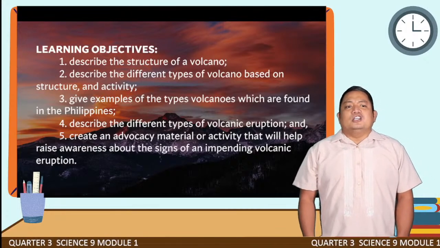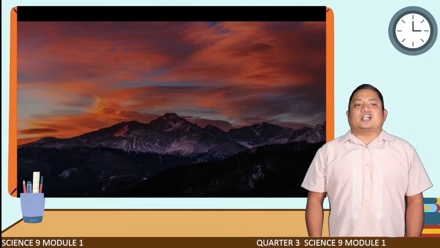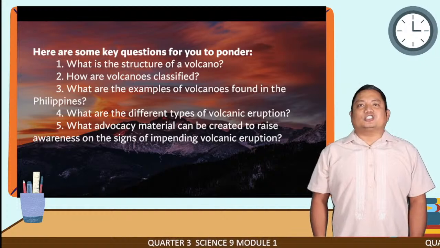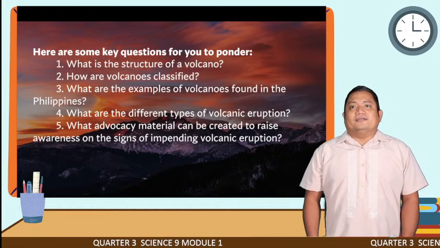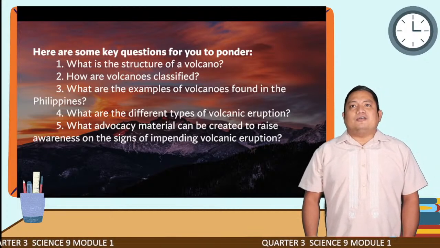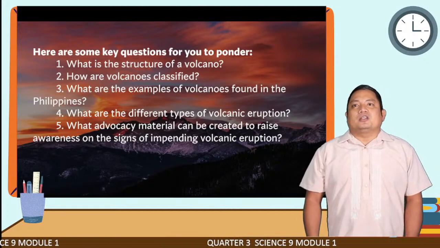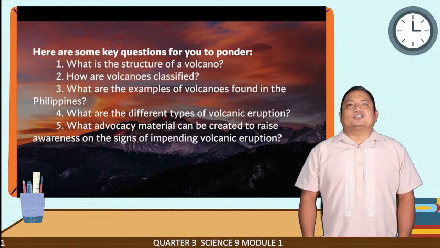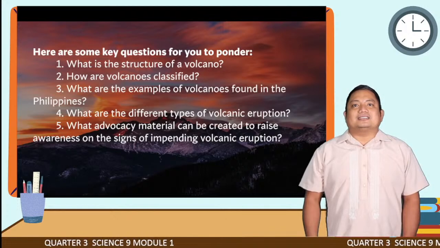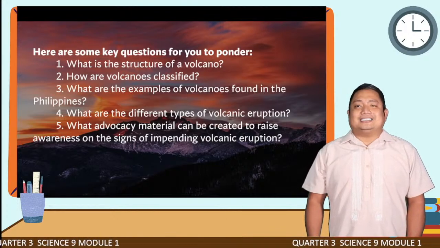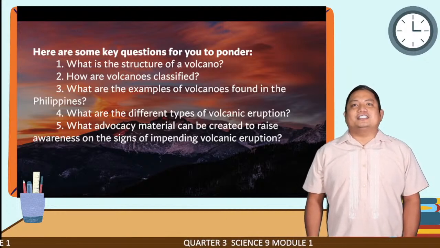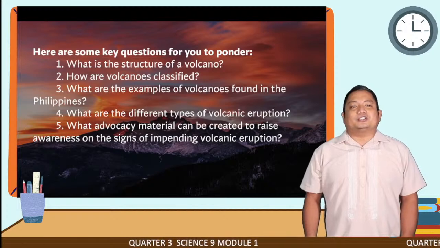Consider the following questions and try to answer them as we go through the topic. Here are some key questions for you to ponder. 1. What is the structure of a volcano? 2. How are volcanoes classified? 3. What are the examples of volcanoes found in the Philippines? 4. What are the different types of volcanic eruption? And lastly, what advocacy material can be created to raise awareness on the signs of impending volcanic eruption?